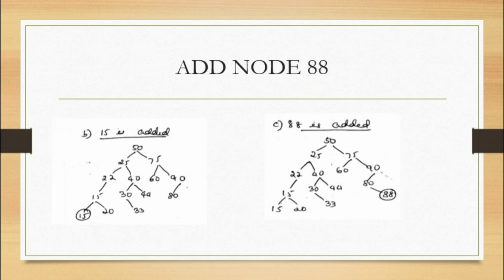Next I am adding 88. Okay, now what is the input? This is the input tree, and this is of course the output. Everywhere it is like that only. In the previous two cases also I had not shown you the output, but it is the same case.